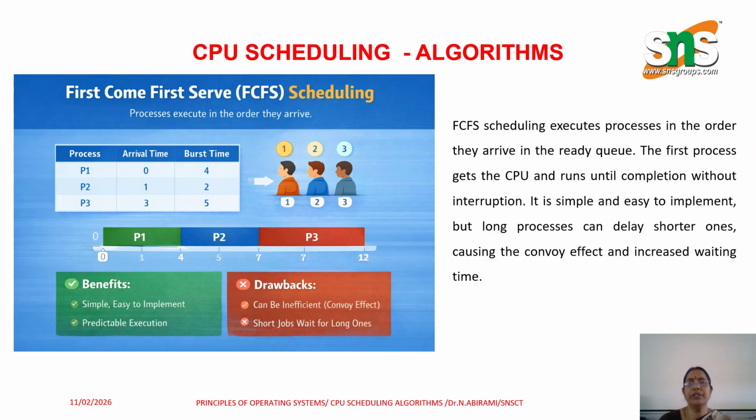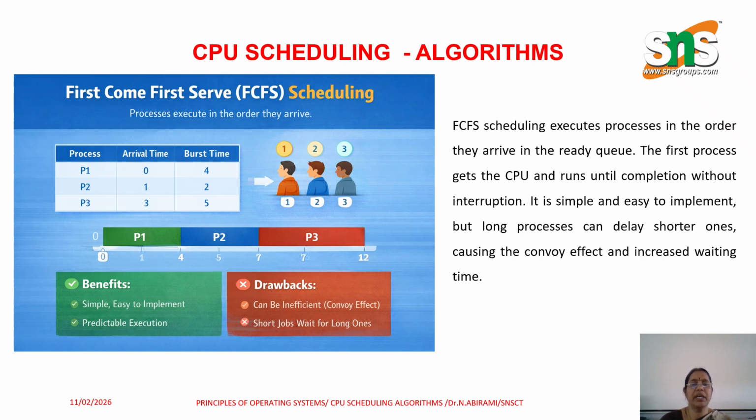First one here is going to be the first come first serve scheduling, where the processes execute in the order they arrive. And make sure the order is the order in which the processes are present in the ready queue. The first process here gets the CPU and runs until completion without any interruption. It is simple and easy to implement, but long processes can delay the shorter ones, causing a convoy effect and increased waiting time.